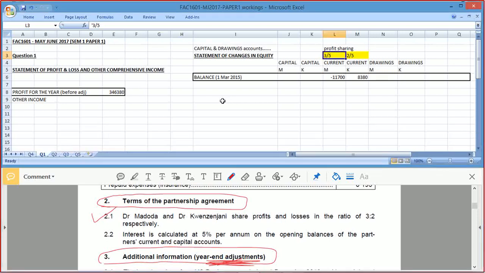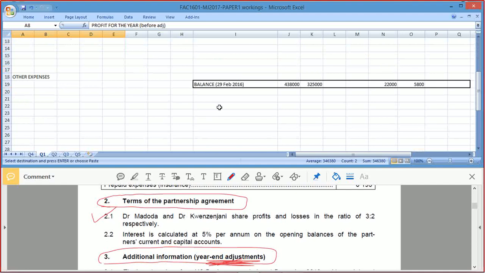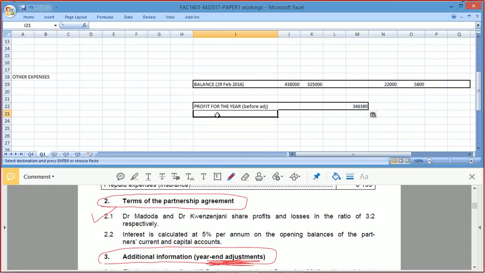Good. Okay, so in the statement of changes in equity, I actually need to look at this profit figure, and I need to copy that down. Because I'm going to say less the interest on partners' capital, because who pays for it? The partnership. And then I'll write down, and also the interest on current accounts.